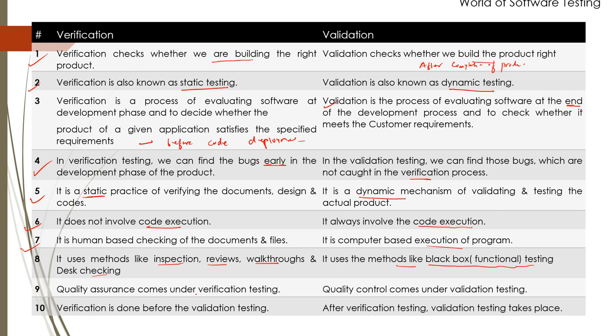Quality assurance comes under verification testing. This is a kind of prevention we are achieving with the help of verification, and quality control comes under validation testing. This is nothing but a cure we are achieving with the validation phase. So QA comes under verification testing, and QC comes under validation testing. QA is more about the process.